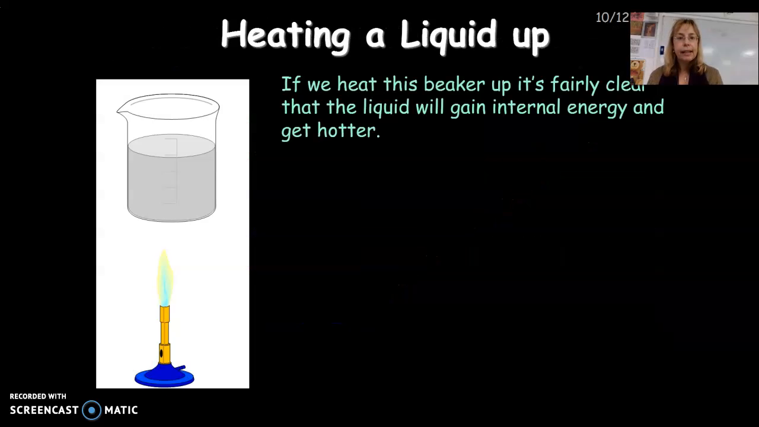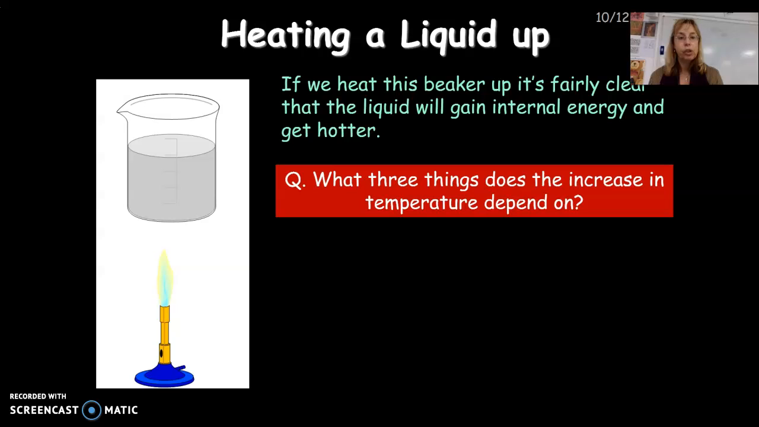So if I decided to heat this beaker, we know that the water will gain some internal energy and will start to get hotter. And the question is, what three things does the increase in temperature depend on? Now, you might want to pause the video here and just think what those three things can be. Have a little bit of a ponder. Okay, so what are the three things that the increase in temperature of this substance in the beaker depends on?